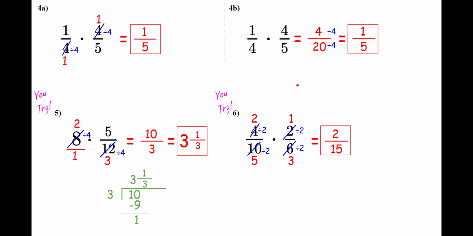And now you know how to multiply fractions and cross cancel and multiply these fractions with whole numbers. Go ahead and try some on your own. Good luck.